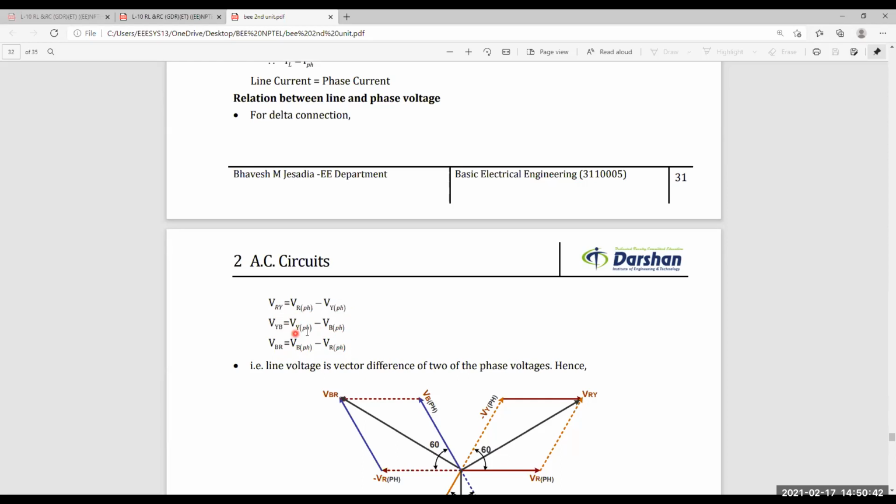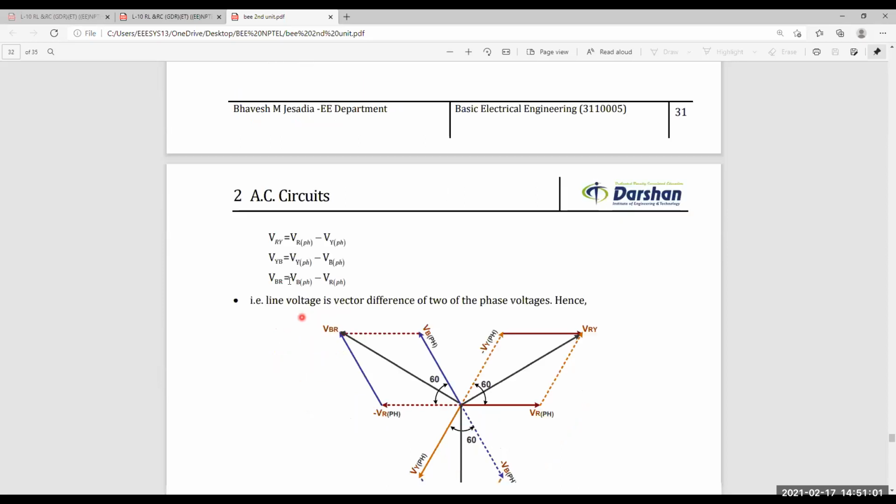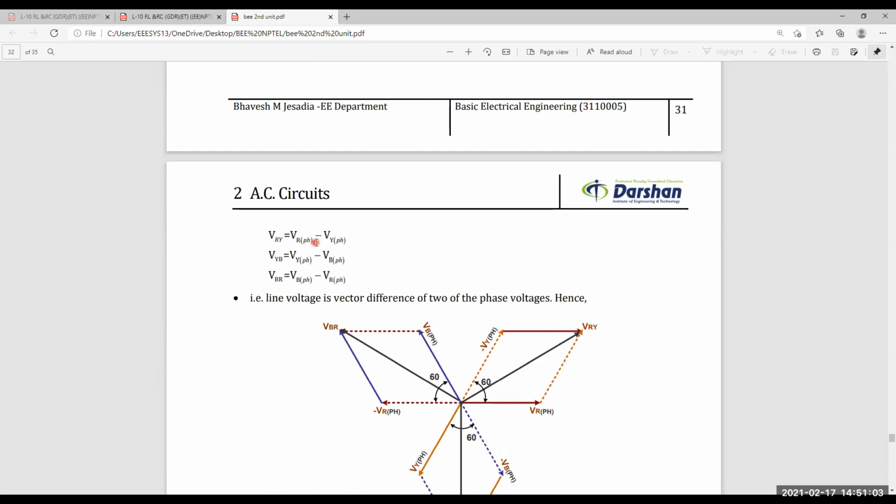So in this way, we have to write the relation between line and phase voltages. VRY is nothing but VR phase minus VY phase. VYB is nothing but VY phase minus VB phase. VBR is nothing but VB phase minus VR phase. So VRY is equal to VR phase plus minus of VY phase. You know well, it is the addition of these two, but with a negative sign.